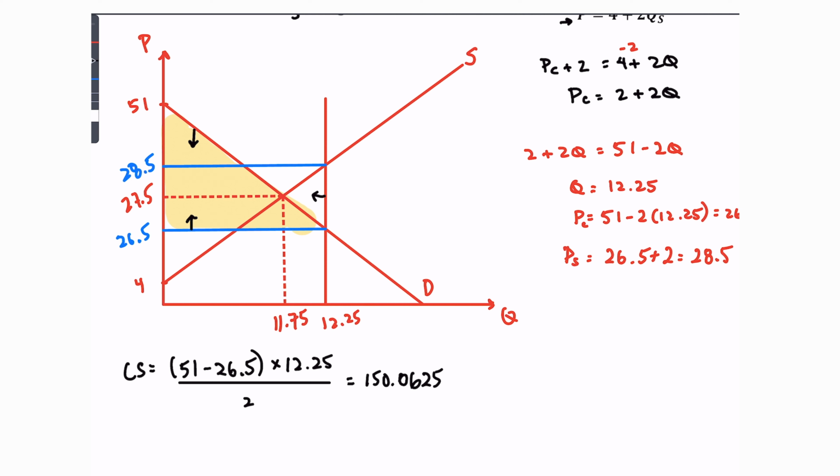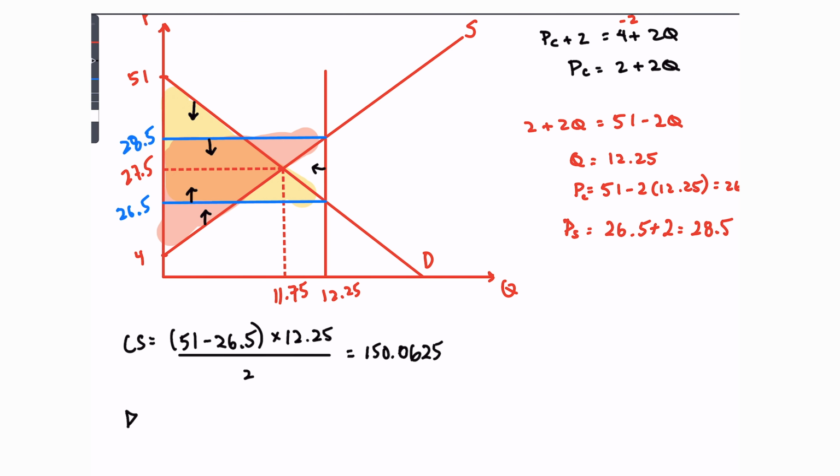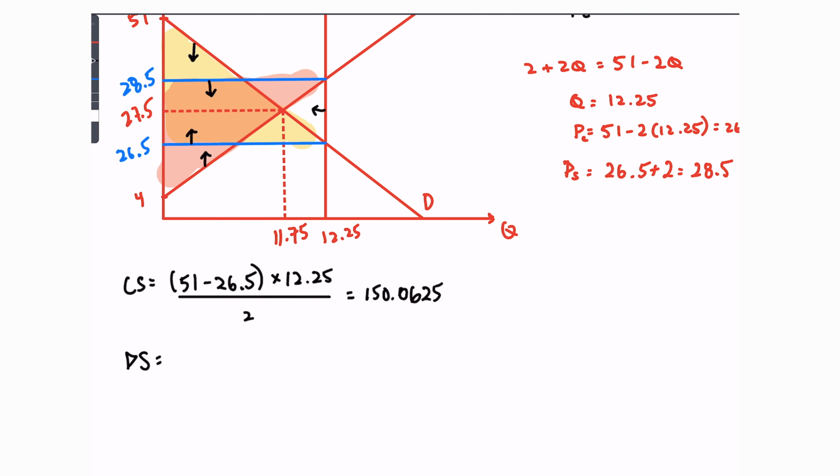Now for producer surplus, it would be basically the mirror image of that. If you follow the principle of producer surplus, it is below price, but the supplier's price is 28.5. Above supply, left of quantity. So if I were to shade this in a different color, that would be this triangle. Okay, so producer surplus would be the difference between 28.5 and 4 times 12.25 over 2.